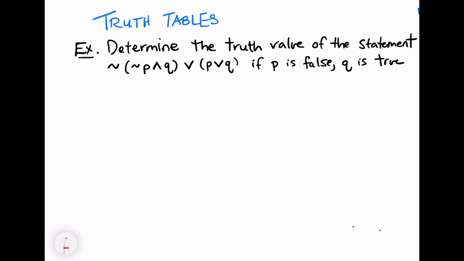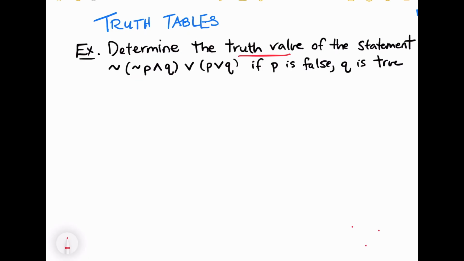In this example, we are going to determine the truth value of the following statement, okay? If P is false and assuming Q is true. So the first thing that I'm going to do is write a little F below the P so I remember that that statement is false. And I'm going to write a little T below the Q so I remember that statement is true.